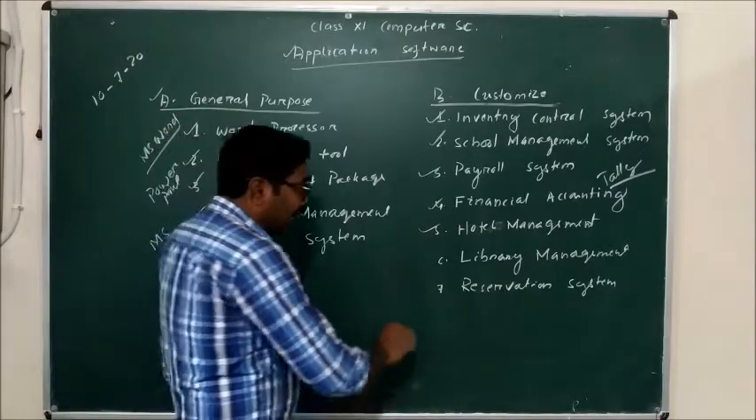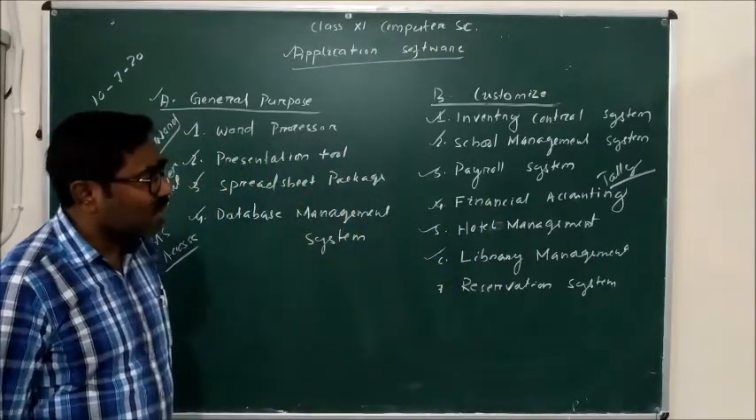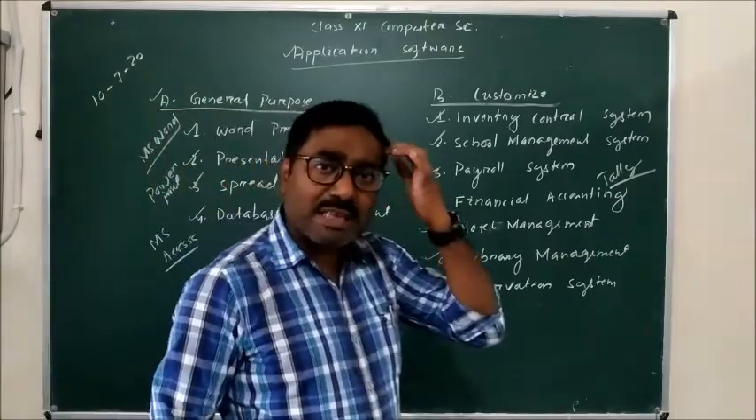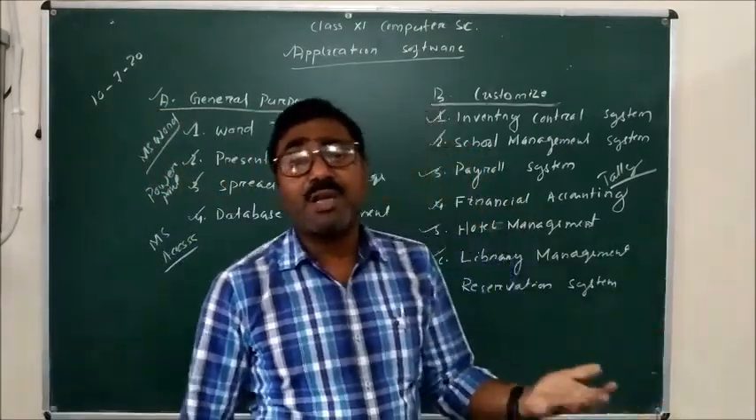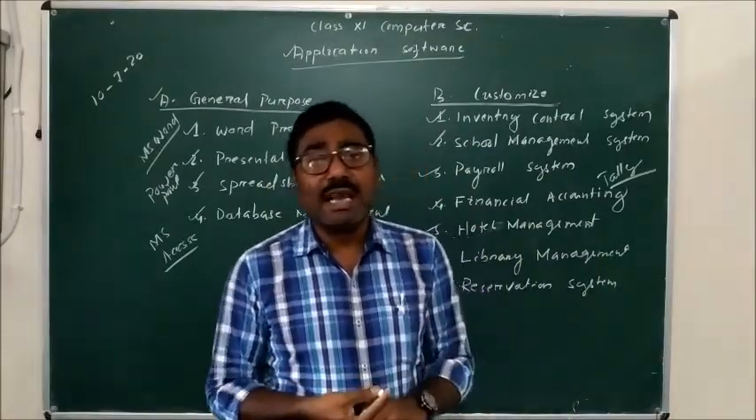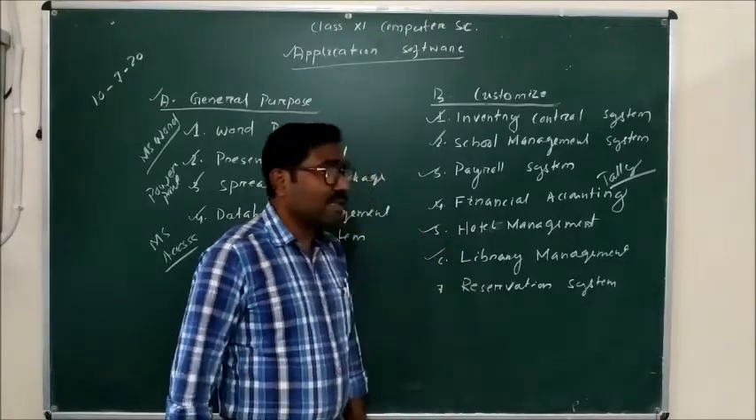The next is the library management software. The library management software is used to maintain the library, the books, the authors, the publication, the number of books, the issued books, the lost books. All those things can be maintained using a library management system.